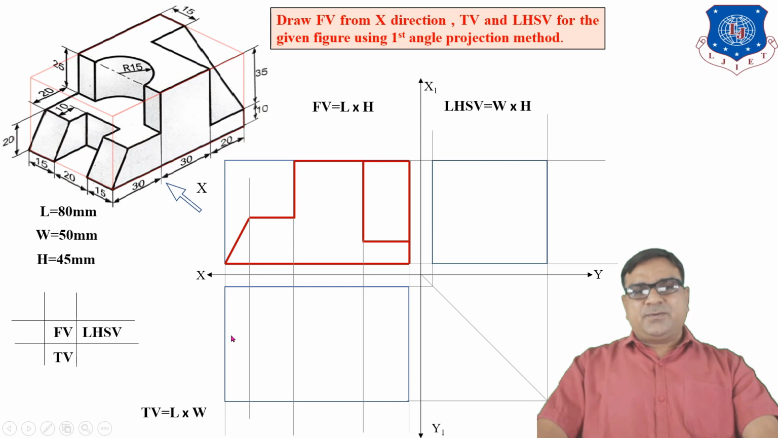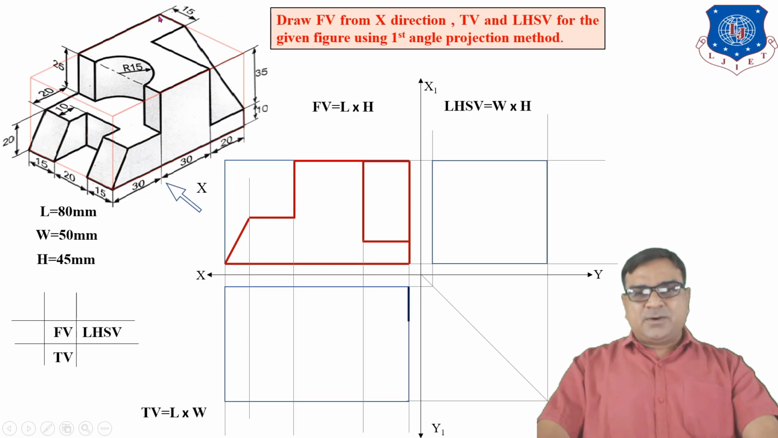Now for the top view, once you draw the front view, you will get 50% help for the top view by taking vertical projection lines from every corner. This dimension represents width, it's 50 mm.